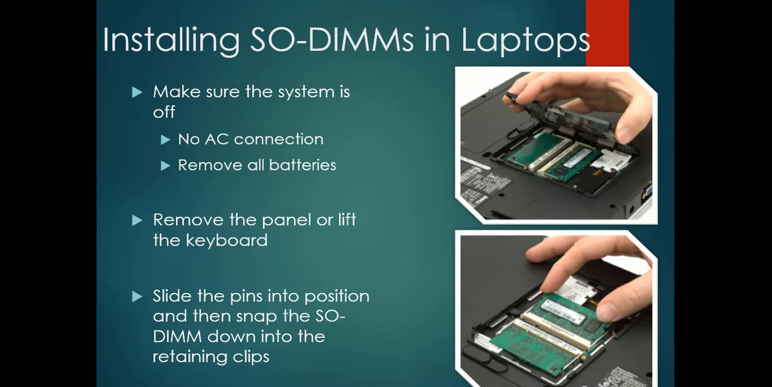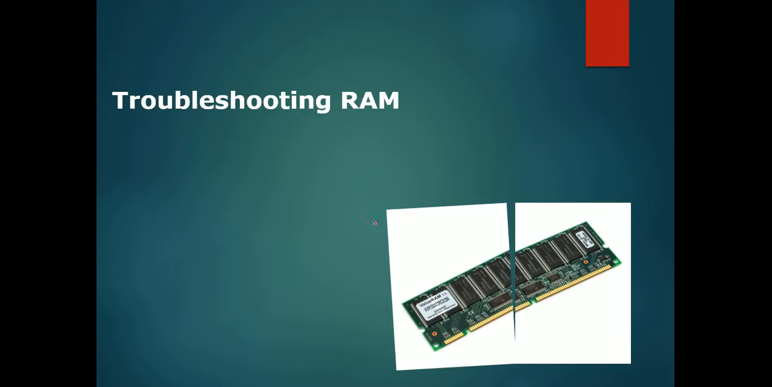And how to install SODIMMs in laptops? Make sure the system is off, with no AC connection. Remove all the batteries, remove the panel, or lift the keyboard like this. Now gently slide the pins into position and then snap the SODIMM down into the retaining clips. These are the retaining clips.